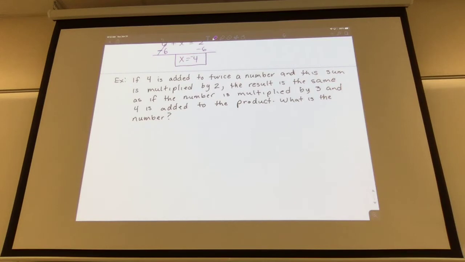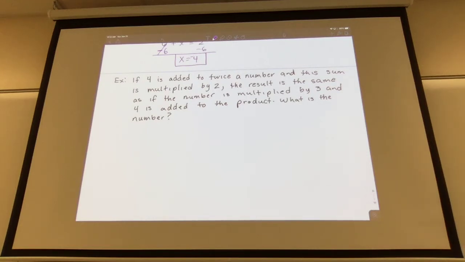Let's look at another one like that. A good bit of your problems today for the homework will be this. So taking a word problem, rewriting it as an equation, and then being able to solve that for the missing variable.